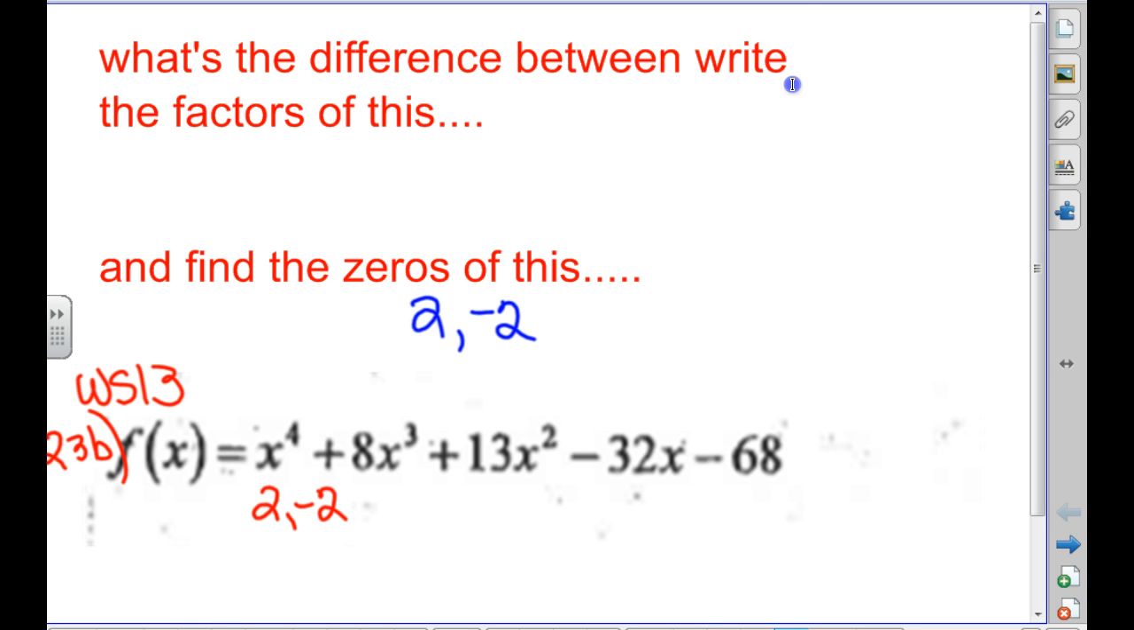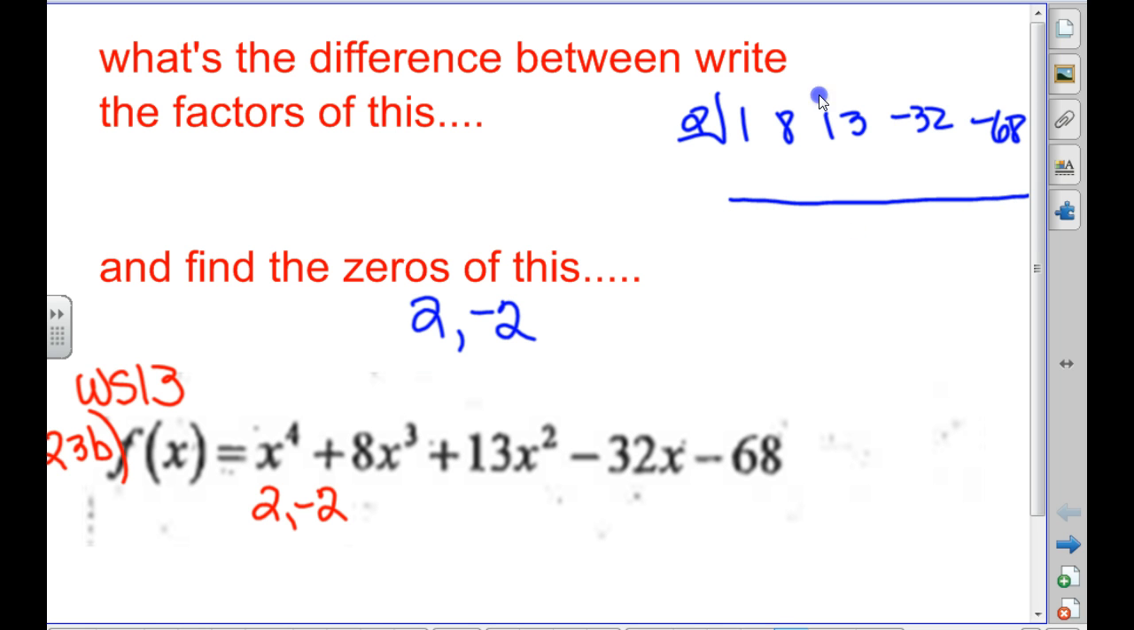If it said find all the zeros over the complex number system, or if it said factor, then you need to do synthetic division. Okay, when you do synthetic division, what should happen in terms of a remainder? If it doesn't come out to 0, you messed something up. Okay, if you graphed it and you found 2 was a 0.